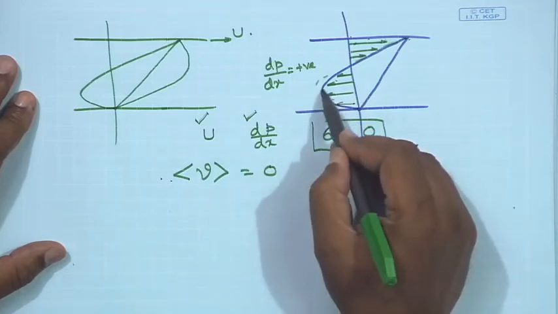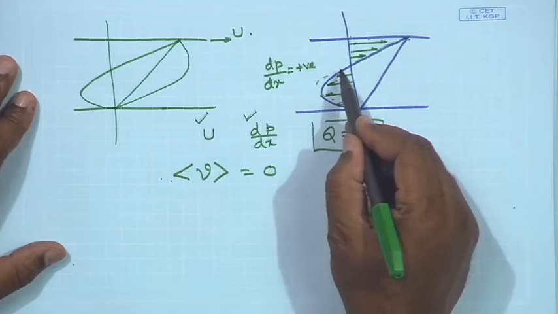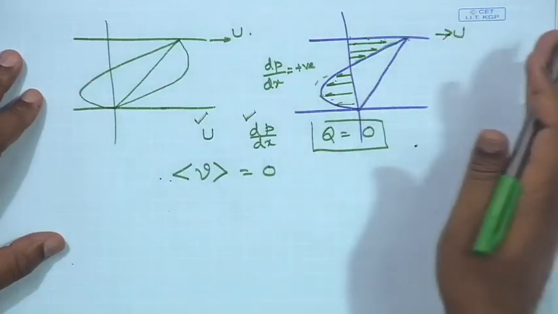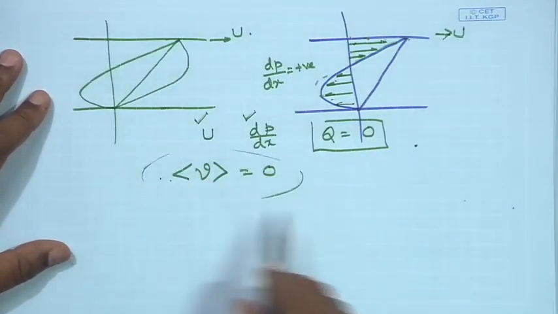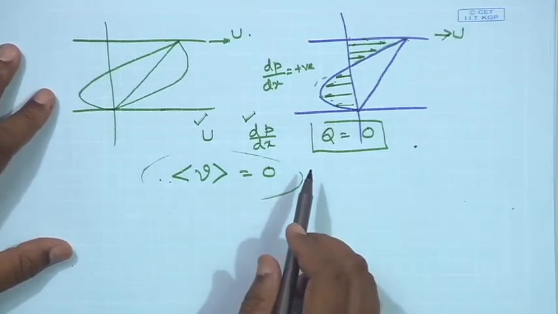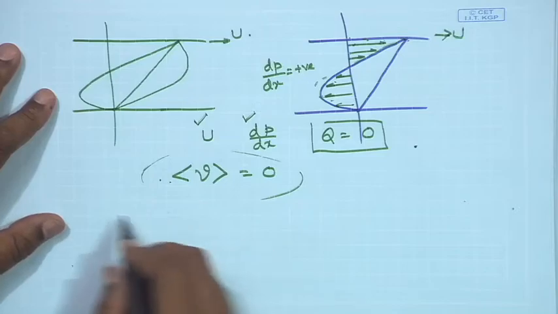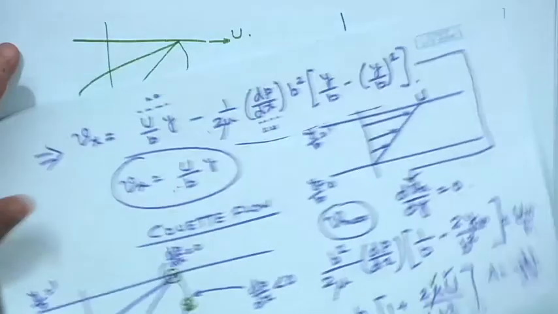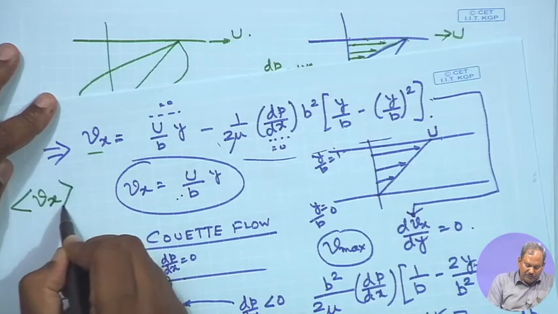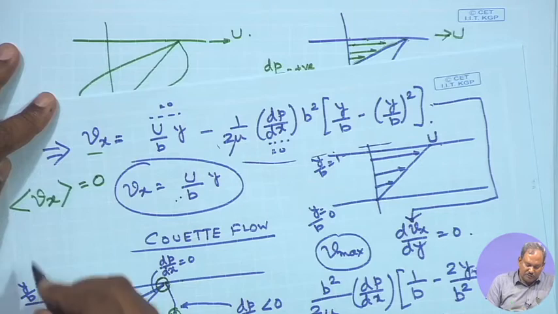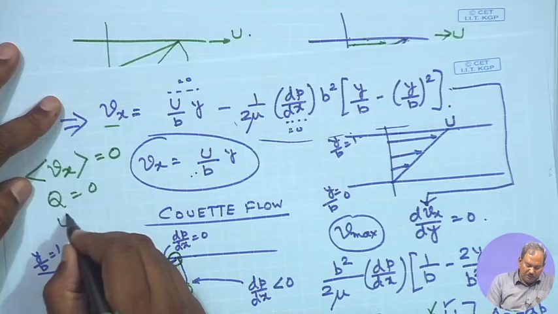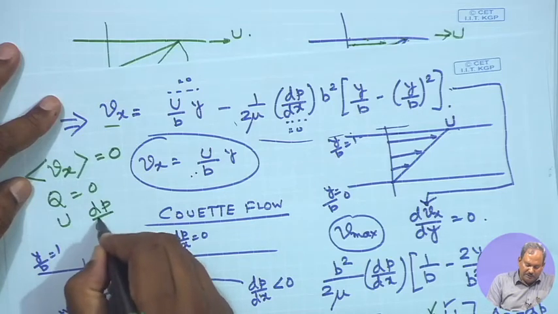So, the average velocity for a situation in which dp dx is positive and the Couette flow is from left to right must be equal to 0. One can find the expression for average velocity, because the expression for velocity is known to us. From there I need to find Vx and equate this Vx to 0, which implies that Q equals 0, and this should give me a relation between u and dp dx.